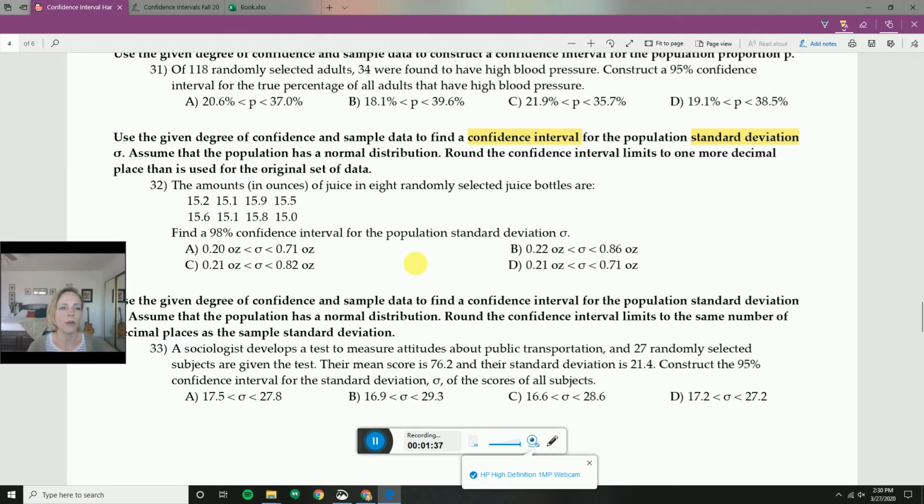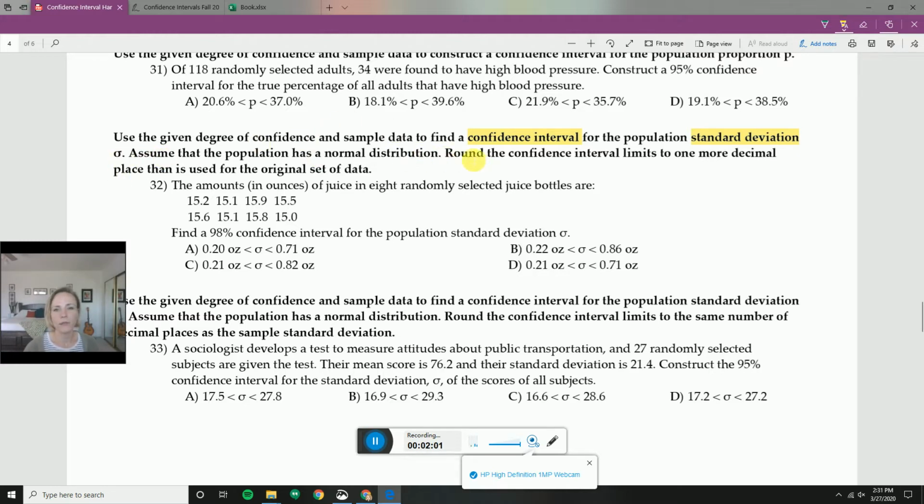Okay, so assume that the population has a normal distribution. This is not trying to mislead you into using the normal distribution. It's just trying to tell you that you've met the minimum requirements to be able to calculate this confidence interval using the chi-squared distribution. So this is just letting you know that you've met the requirements.